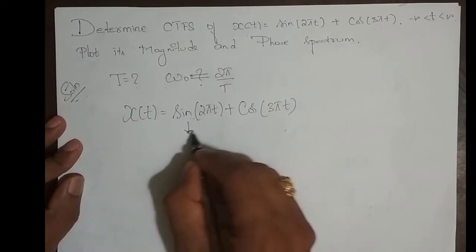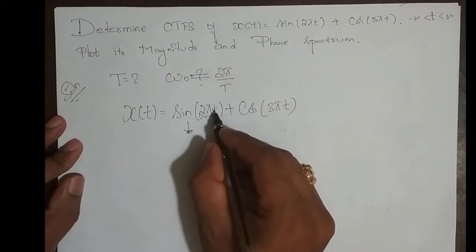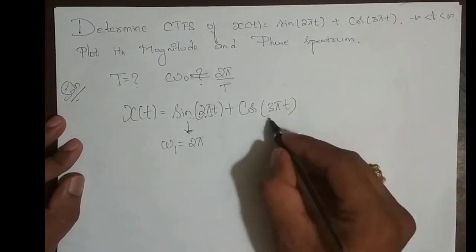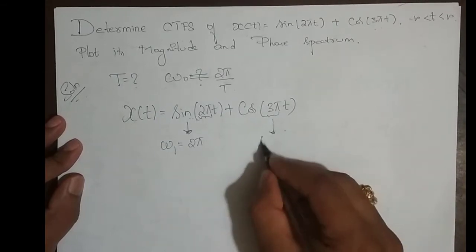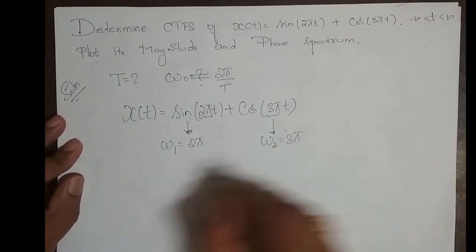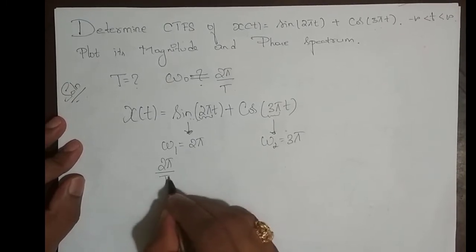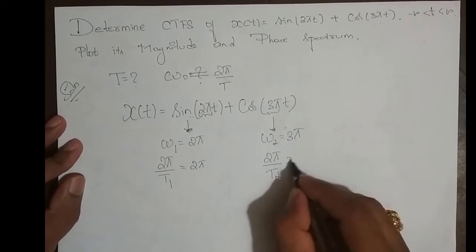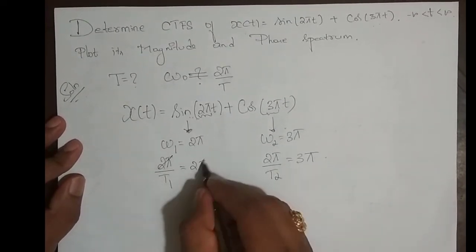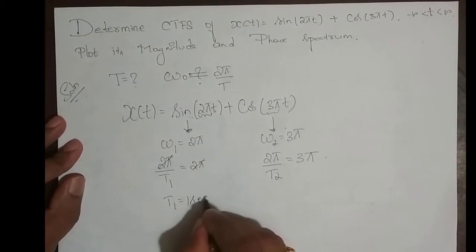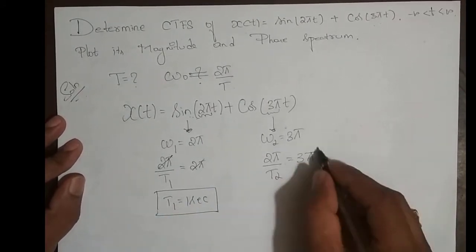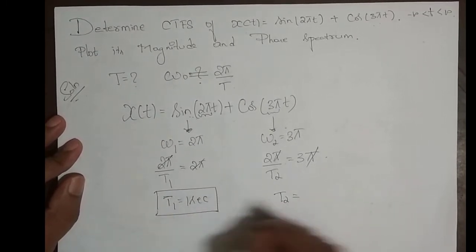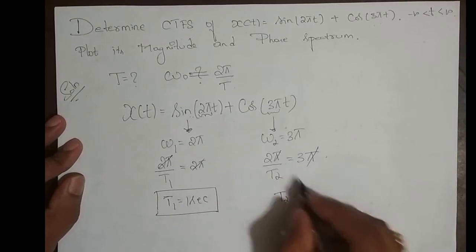So we have to find T1 for this. How do we find T1? Just equate the coefficient of t with omega 1. Omega 1 is 2 pi, and the coefficient of t in the other term is omega 2, which is equal to 3 pi. And what is omega 1? 2 pi by T1, which is equal to 2 pi. And what is omega 2? 2 pi by T2, which is equal to 3 pi. So 2 pi cancels out, and I end up with T1 equal to 1 second. And pi cancels out, and I end up with T2 equal to 2 by 3 second.